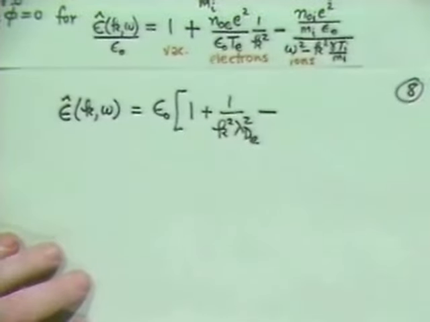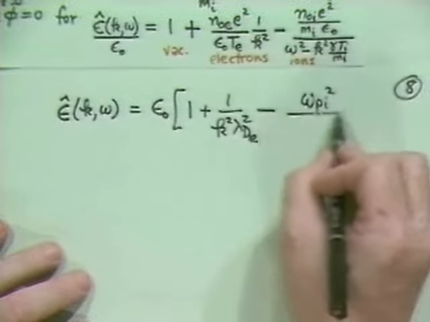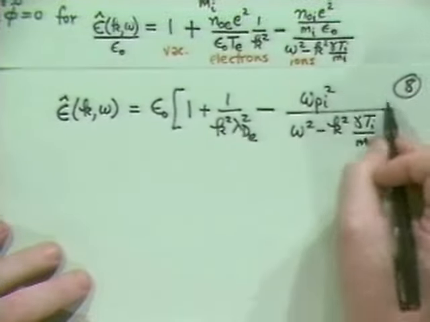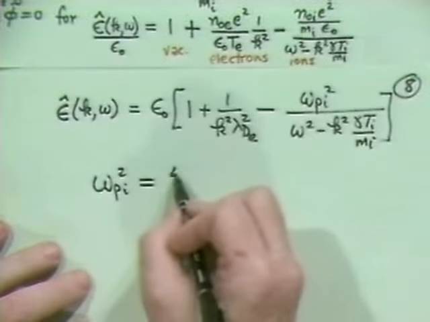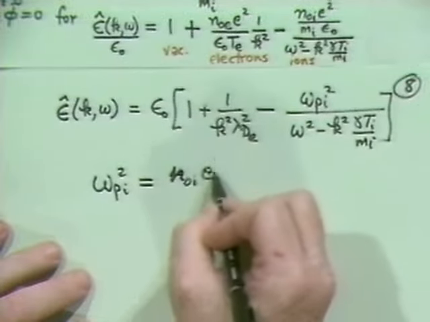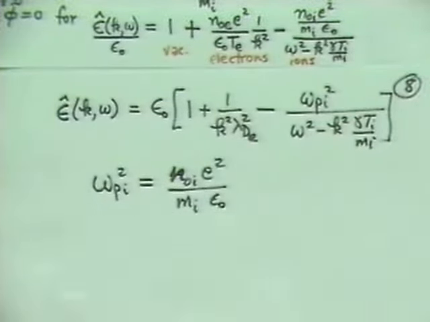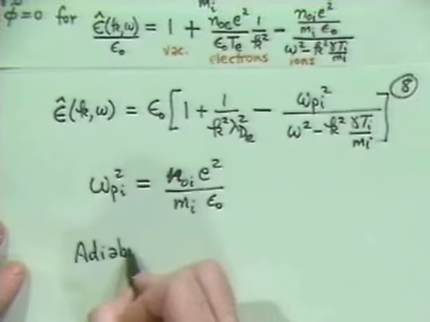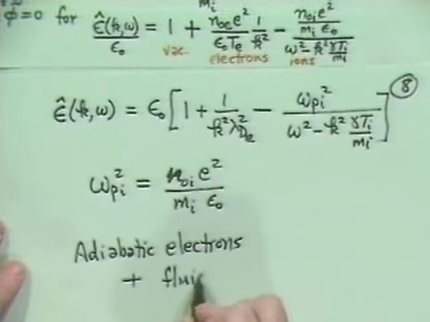Now, what is this quantity n naught i e squared over m sub i epsilon naught? Well, if it was the same thing for electrons, n naught e e squared over m sub e epsilon naught, I would have called it the electron plasma frequency. So now we'll just call it the ion plasma frequency, divided by omega squared over k squared minus gamma T_i over m_i, where we have defined omega_pi squared is equal to n naught i e squared over m_i epsilon naught. So this is our dielectric constant for adiabatic electrons plus fluid ions.